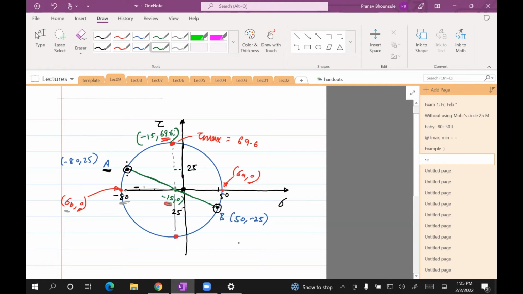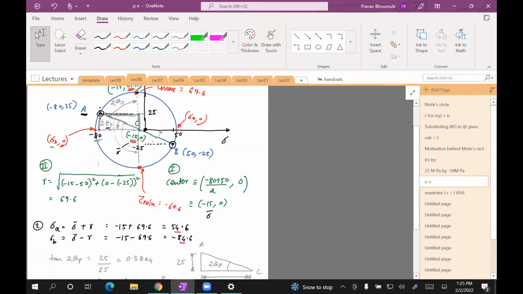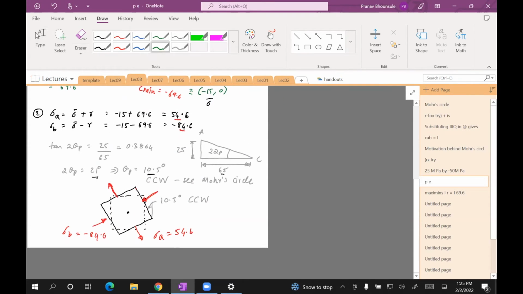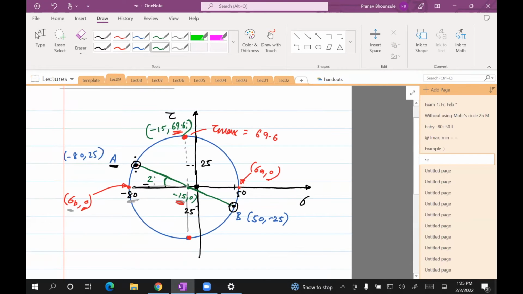So if you do that, I forget how much this angle is. I believe we computed that. Let's see, I'm just going to find what that angle is. This is the angle made by face A with the principal axis. So I just need to go back and find that. It's basically 2 theta P. 2 theta P is, yeah, here it is, 21 degrees. So I need that. This is 21 degrees.